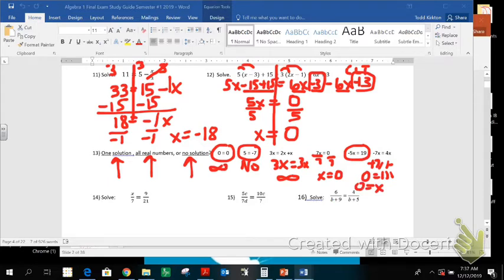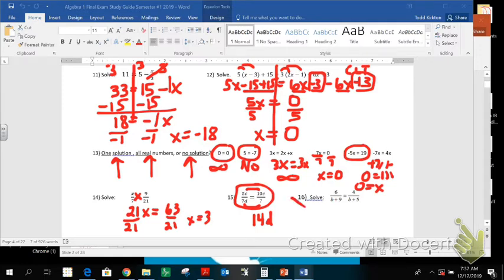Next set is proportions. Cross multiply. So I have 21x equals 63. Divide by 21. X equals 3. This next one is just checking to see, do you understand the pattern that's here? So if I go from 5c to 10c, I multiply by 2. So 7d, that would be 14d.